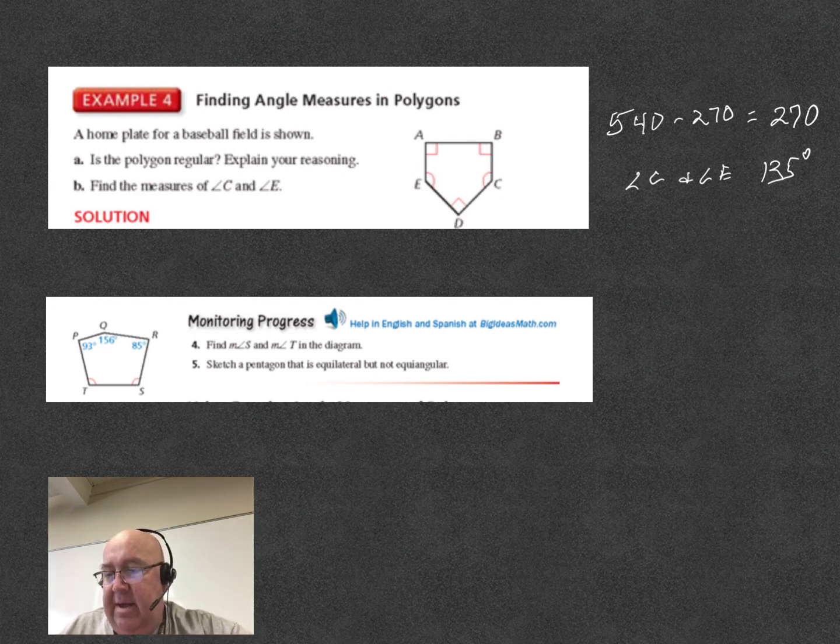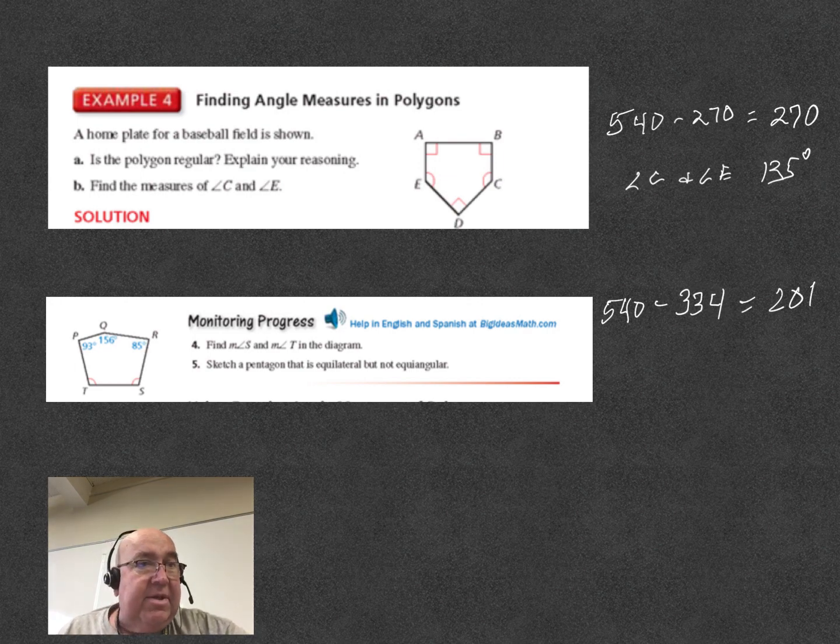We have a similar problem down here. Again, we want to find the measures of angles S and T, which are congruent, so they're going to be the same. So again, we're going to start with 540 degrees. And if I add up all the angles that are inside, they add up to 334. And that is going to leave 206, divided by 2, and I get 103 degrees for angle S and angle T.